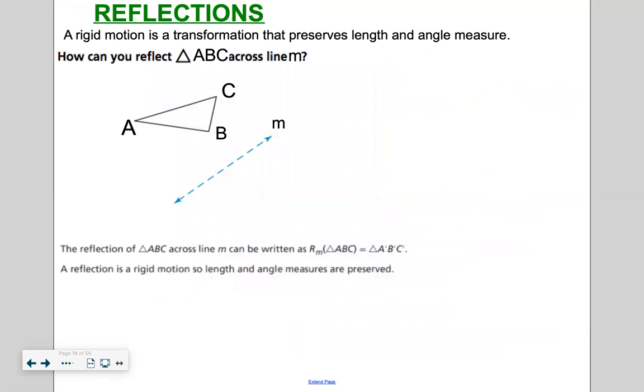As I told you, rigid motion is a transformation that preserves length and angle measure. So if you have a figure, remember what we were doing in translation, you are going to do the same thing. You are going to reflect each point of the figure. After that, you are going to connect the points. Let's say that this is the point B. If you try to get the reflection, the distance to the image point B prime is going to be equal to the distance from B to the line of reflection. The line of reflection here is M, line M.